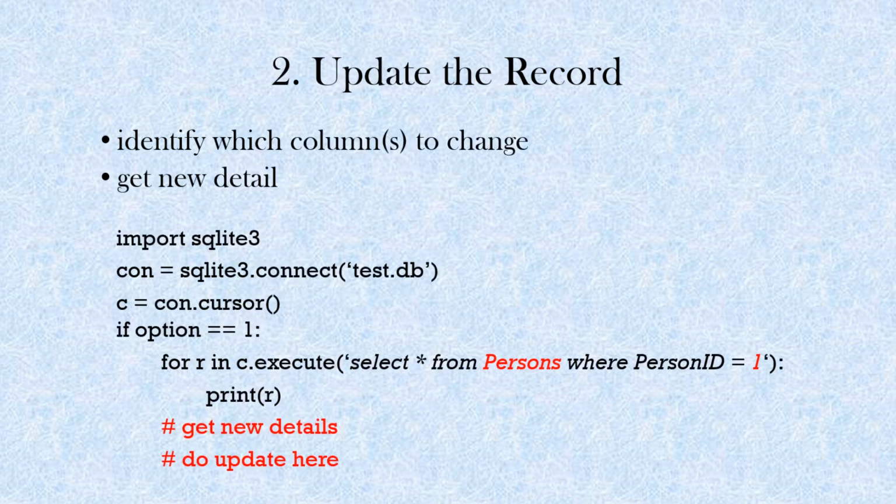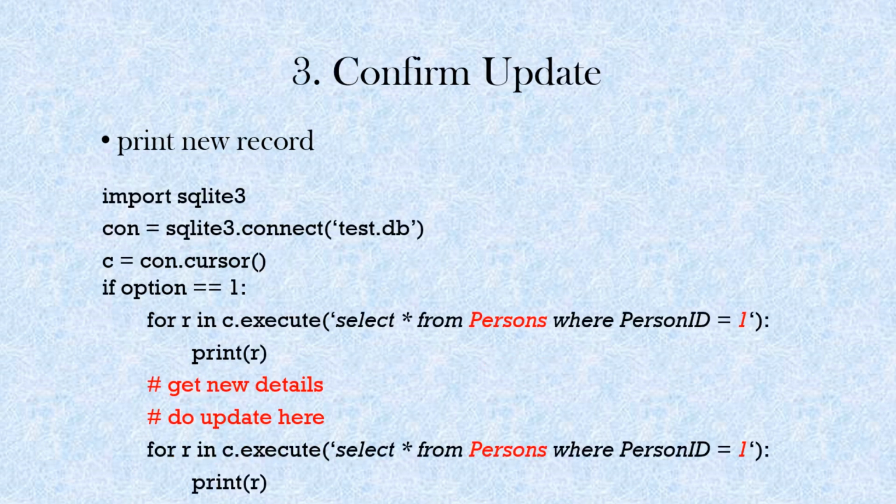Now we want to update it, so we're going to get some new details from the user, and then we're going to update it, which we'll show you in a minute. And then we're going to look at the record again to confirm that it's changed. So that seems quite straightforward. We're just going to get the details from the user, which we know how to do in Python already. If we get the ID, it's going to be a number, and the new details could be a number or it could be a string, for example.